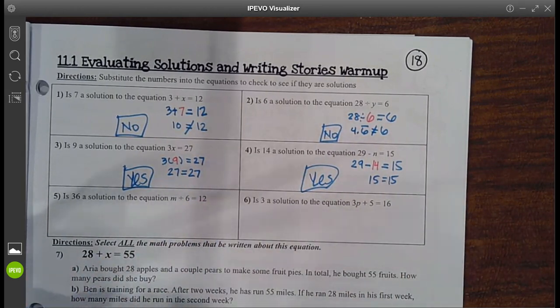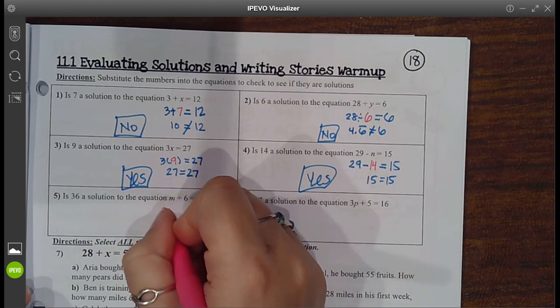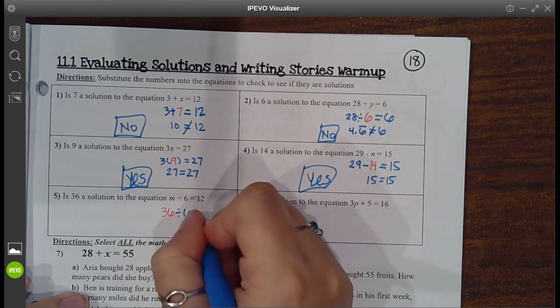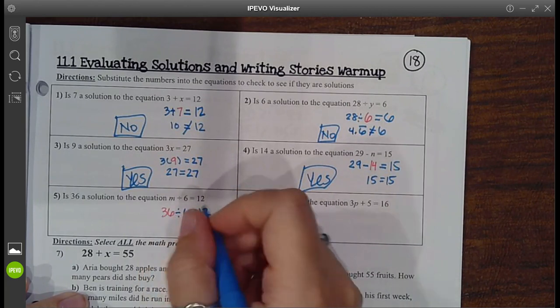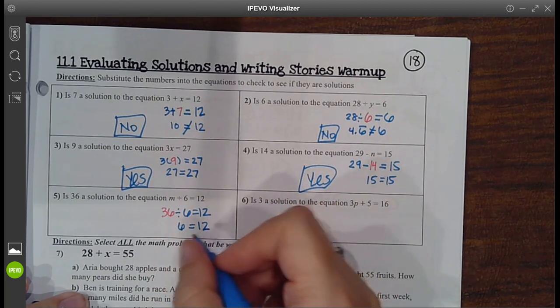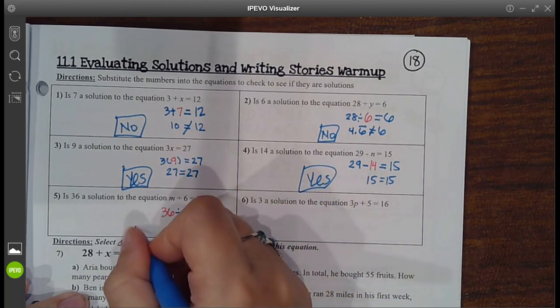Okay, next one. They want to replace the variable with 36, and they're asking, hey, is that the right answer? Well, let's test it. See if it makes a true statement. 36 divided by 6 is 6, equals 12. Is that a true statement? No, it is not.